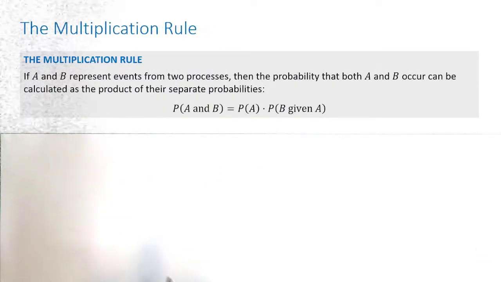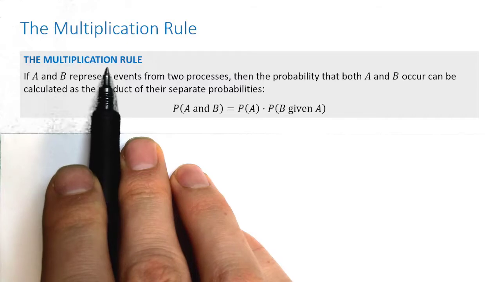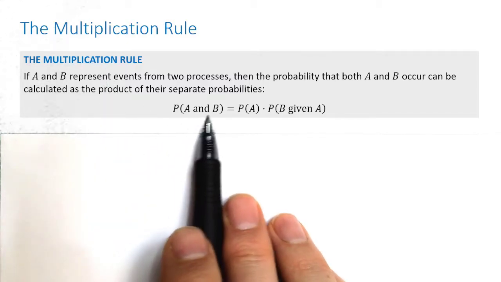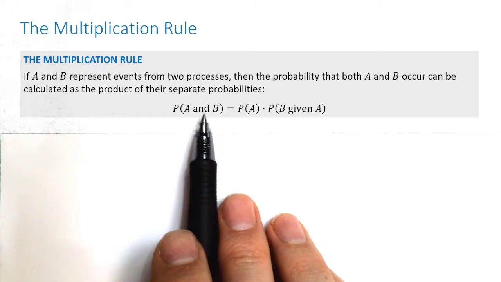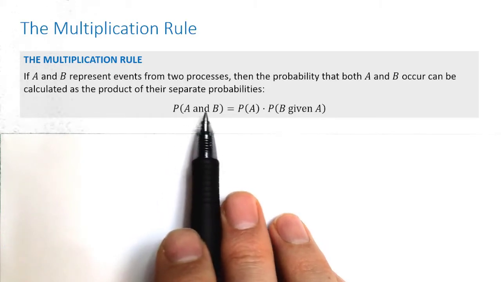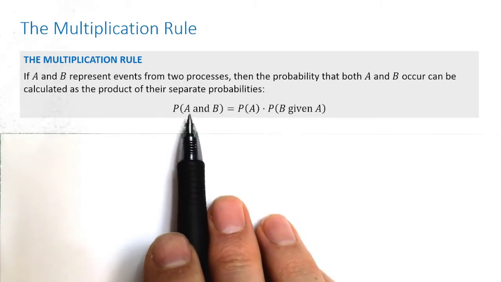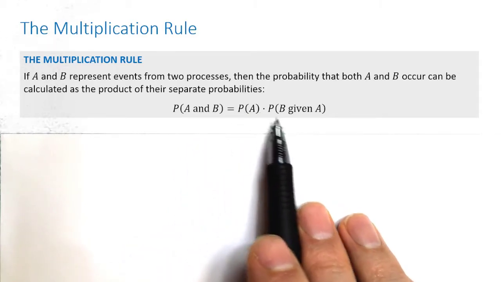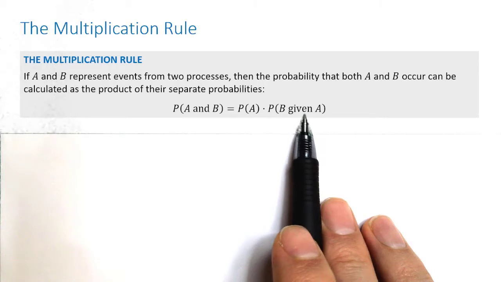And that brings us to the multiplication rule. The multiplication rule deals with ands. So the addition rule dealt with or. The multiplication rule tells us how to deal with and. So the probability of A and B is the probability of A times the probability of B given A.